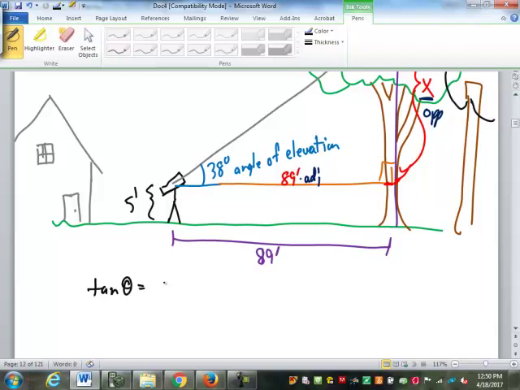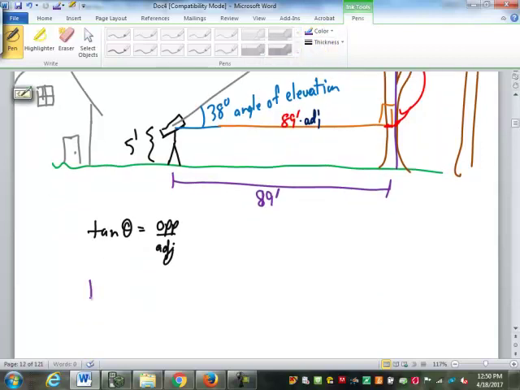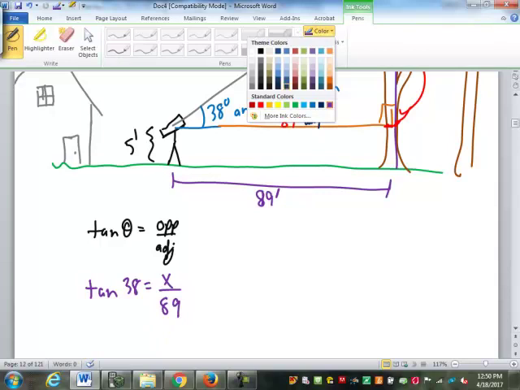So I write up my definition. Tangent theta is opposite over adjacent. Then I fill in what I know. I know that the angle is 38 degrees. My opposite side is x. That's what I'm looking for. My adjacent side is 89.